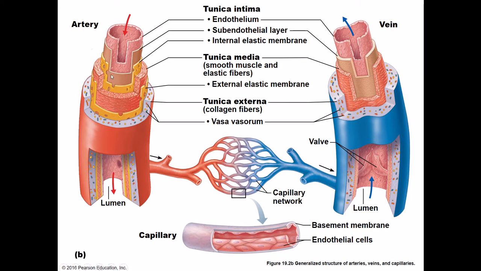So the thickness of the walls and the amount of elastic tissue and smooth muscle varies between arteries and veins, as we'll see. The thinnest of the blood vessel walls, of course, are capillaries, which is really just a very, very thin tunica intima and typically lacks a tunica media and tunica externa altogether.